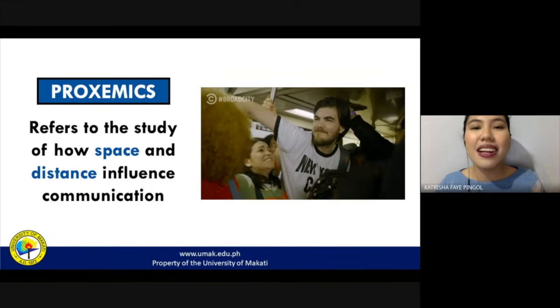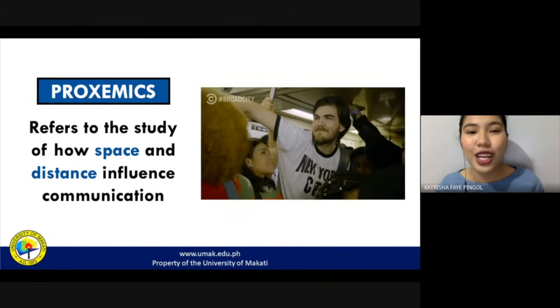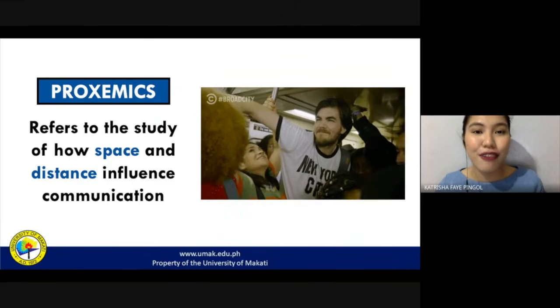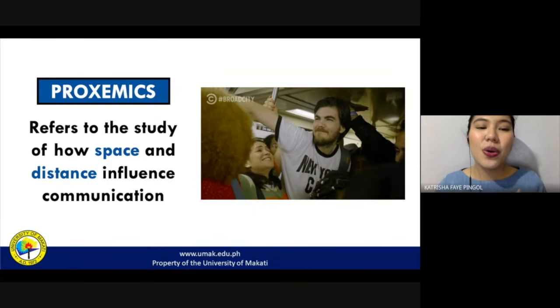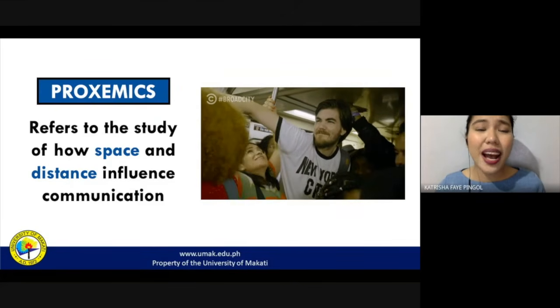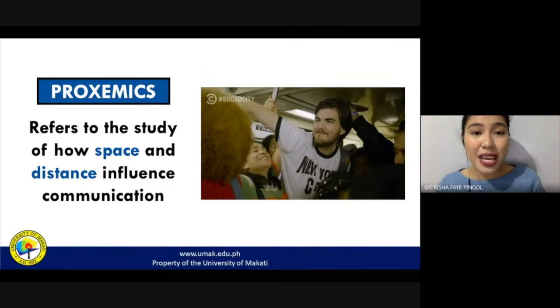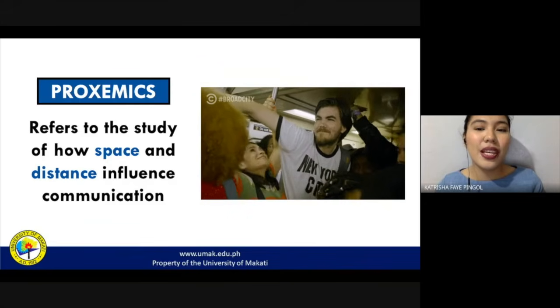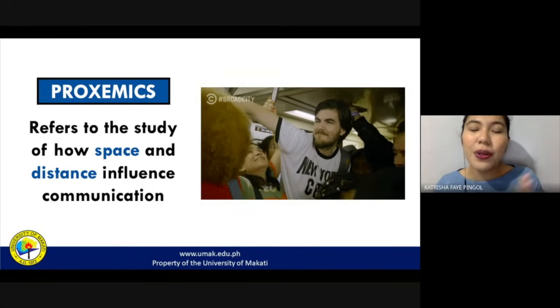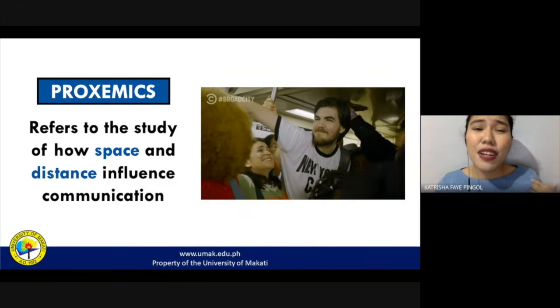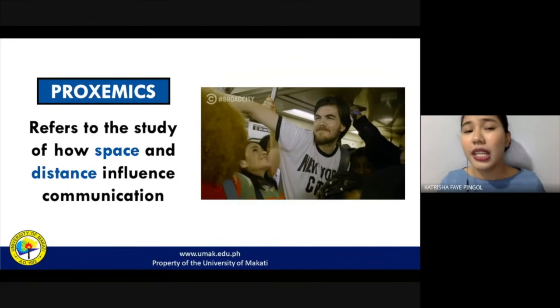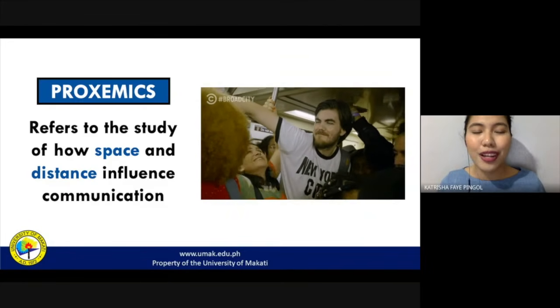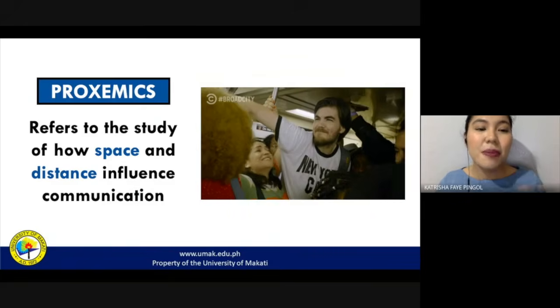It doesn't necessarily mean that you enjoy it, but rather you don't have anything else left to do. Those things, how we value our personal space, could also refer to proxemics. If you are feeling uncomfortable, for example, even if that's already a close friend sitting beside you and you're uncomfortable with that, then that could be proxemics.